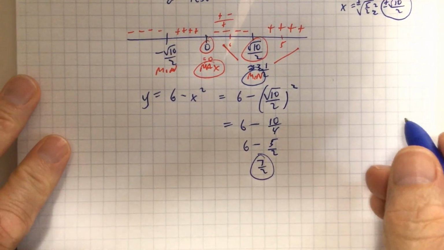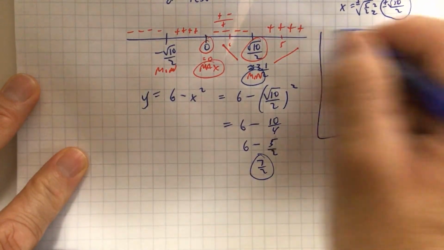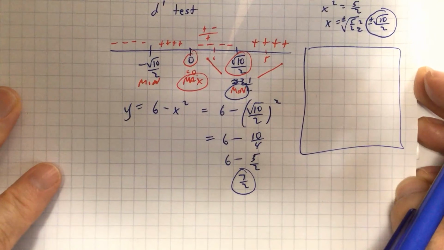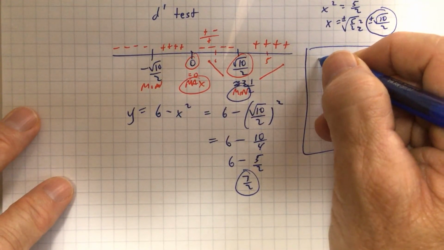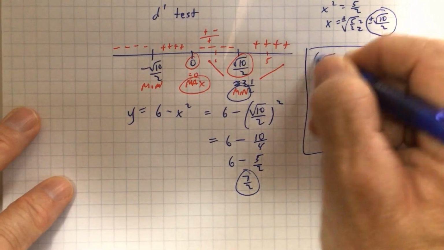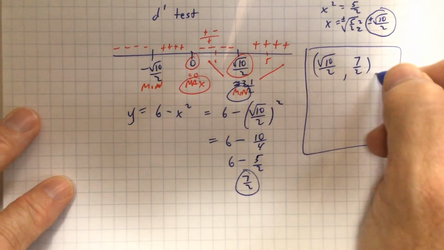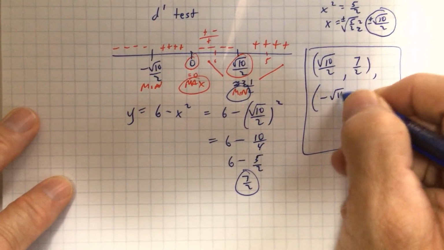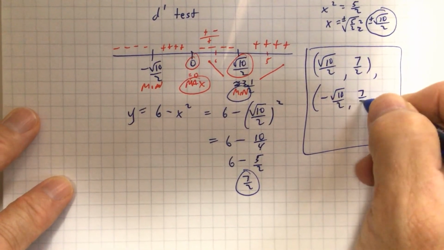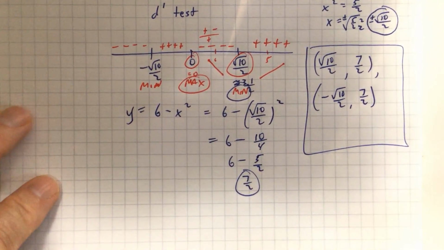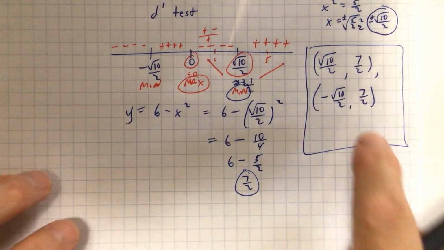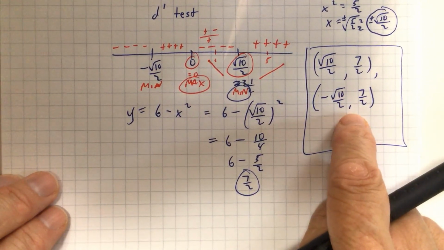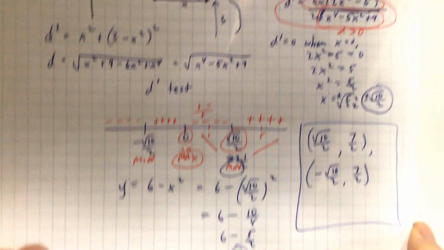So therefore, based on all the explanation here, the 2 points are radical 10 over 2, comma 7 halves, as well as negative radical 10 over 2, comma 7 halves. Those are the 2 points that are on the graph of y equals 6 minus x squared that are closest to the point 0, 3.